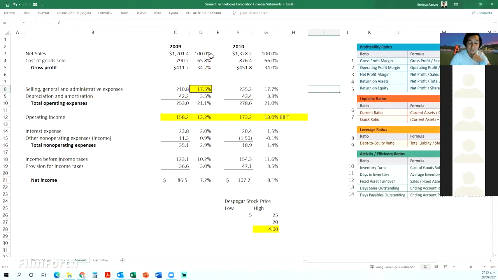Remember that the last lesson that we saw was vertical analysis. Very easy. It's just dividing each line of the income statement by the total amount of sales. Remember that? So it means that my operating income is going to be 13%.